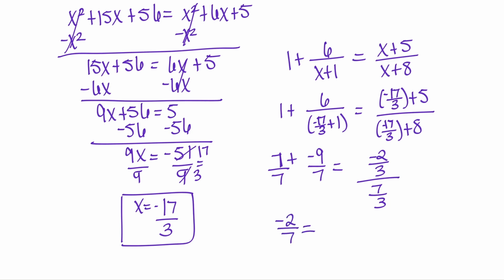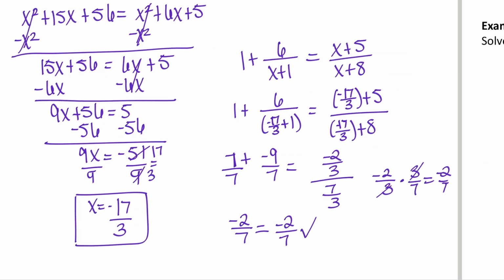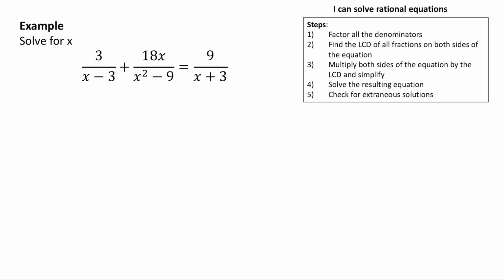And then on the right side, I'm just going to multiply by the reciprocal. So the 3's cancel, and that gives me negative 2 over 7. So this tells me that negative 2 over 7 does equal negative 2 over 7. So negative 17 over 3 is a valid solution. So let's try now this problem. Let's go ahead and solve this for x.